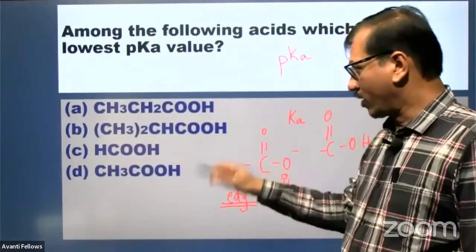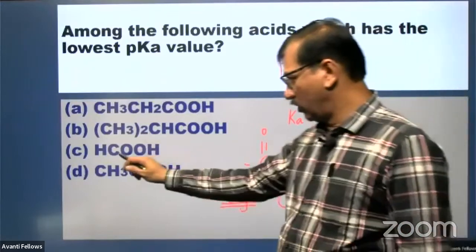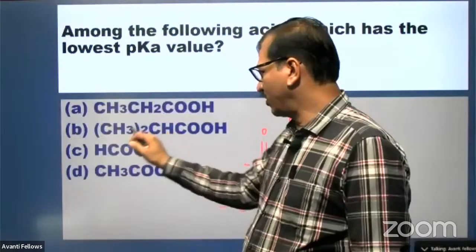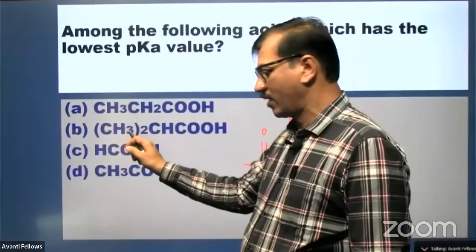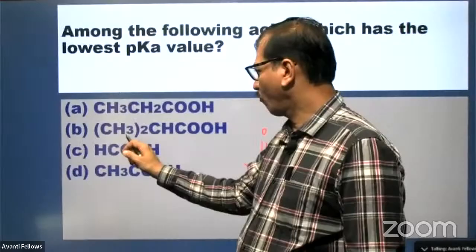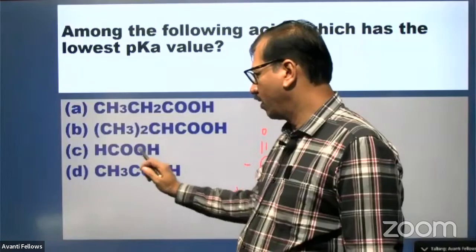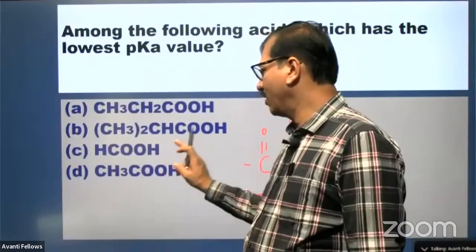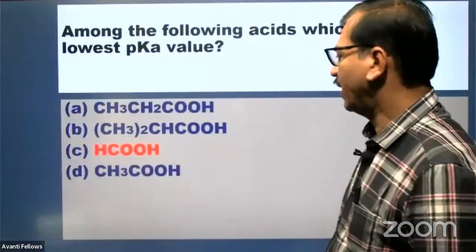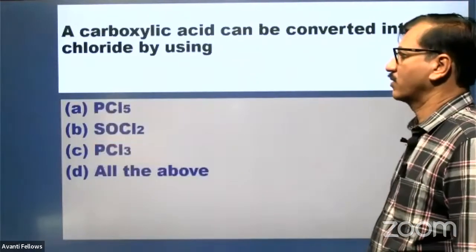Therefore, which could be the stronger acid? HCOOH is a stronger acid. Here one CH3 is there, electron releasing. CH3 twice, isopropyl group is there here. And here is an ethyl group. All these are electron donating only. But this has a higher Ka value, therefore lower pKa value. That's how we have to answer.